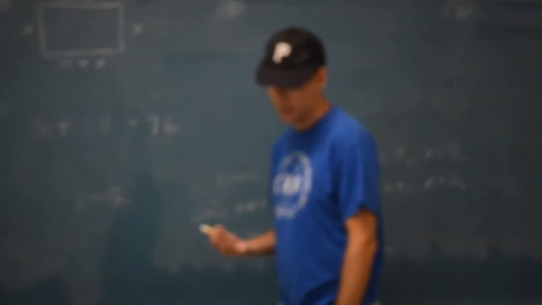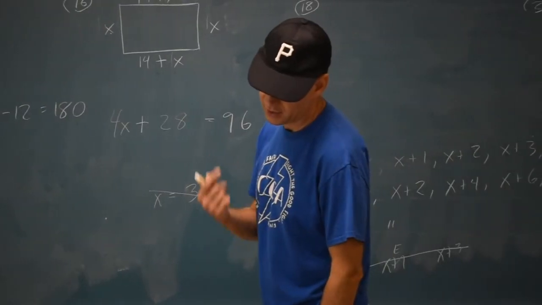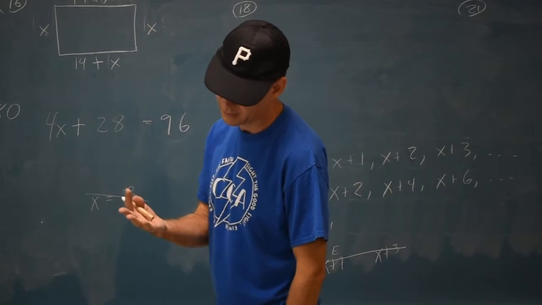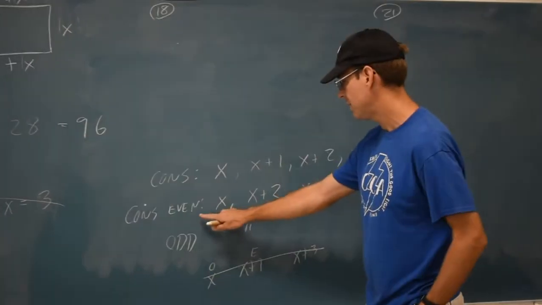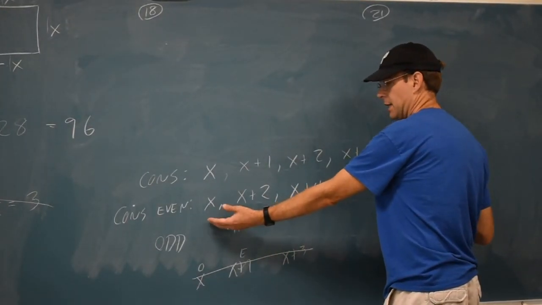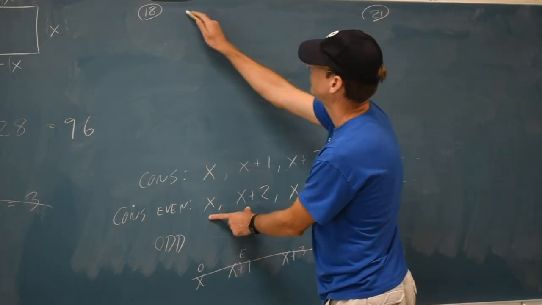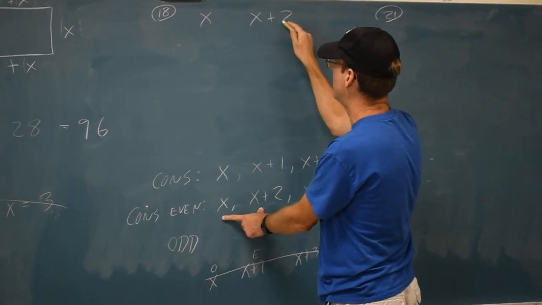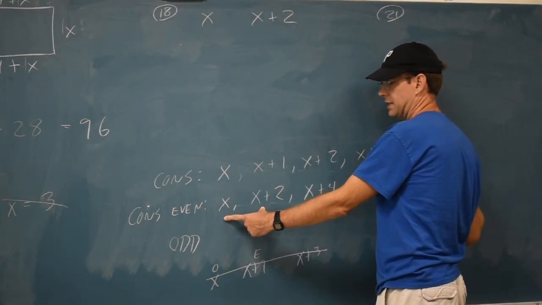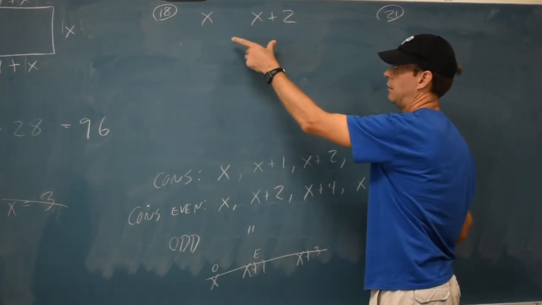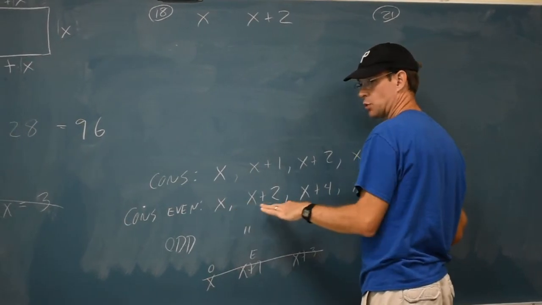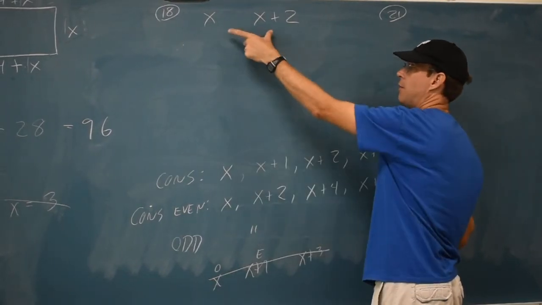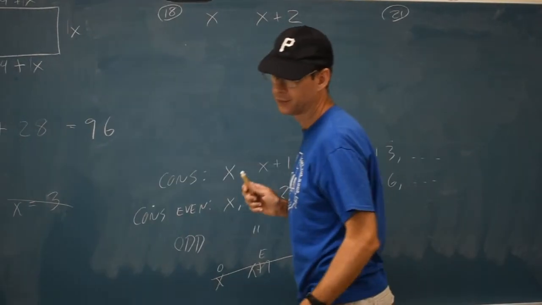So let's see what type 18 is. 18 says find two consecutive evens. Since they said consecutive evens, I'm going to use this list. They only mentioned two of them, so these are the names of the numbers that we're dealing with. If they said consecutive odds, I would have done the same list. If they said just plain old consecutive, I'd have grabbed those two names for my numbers.